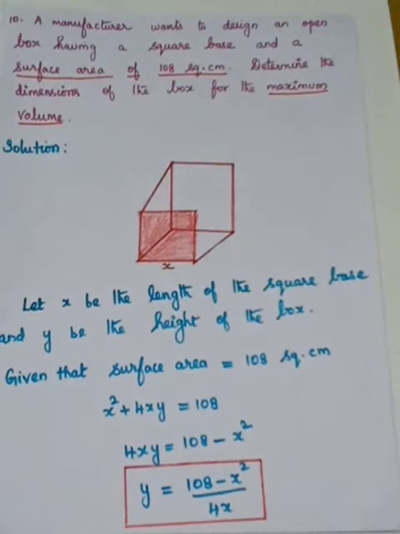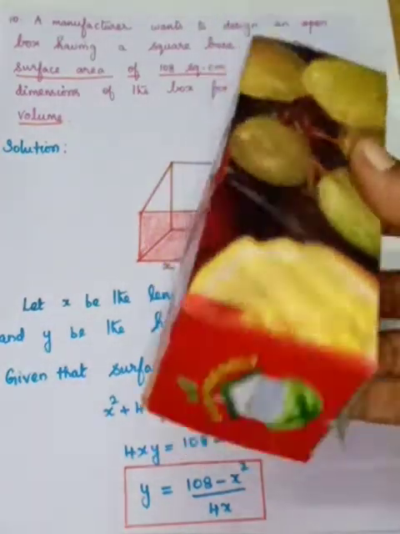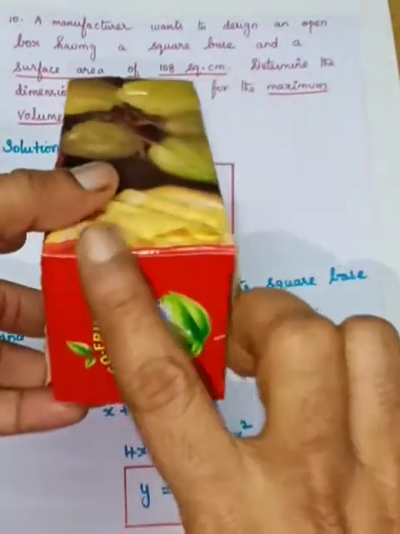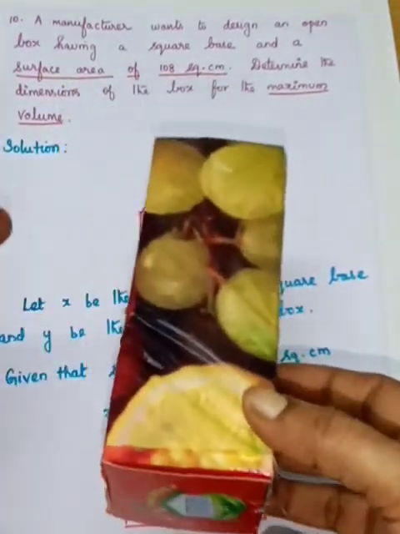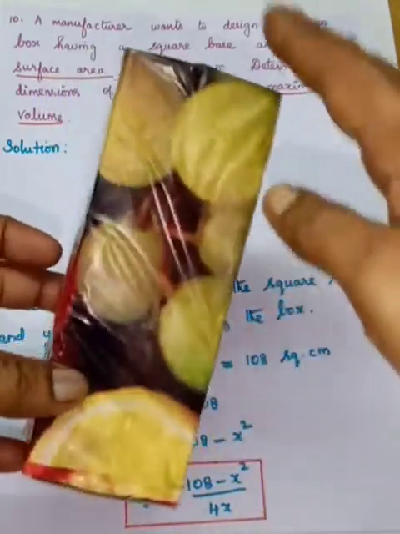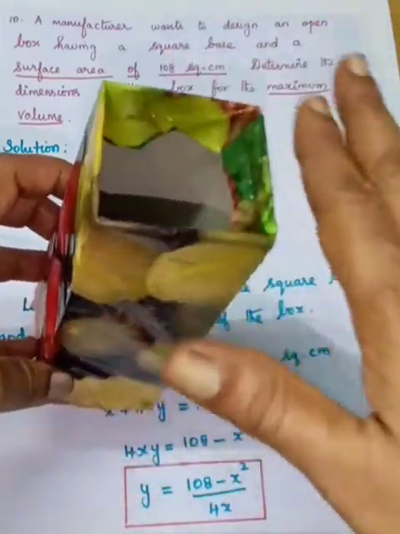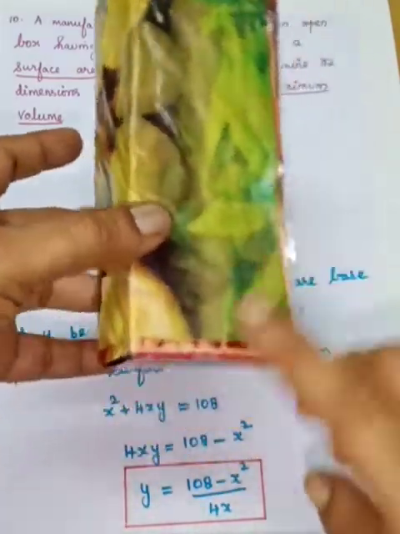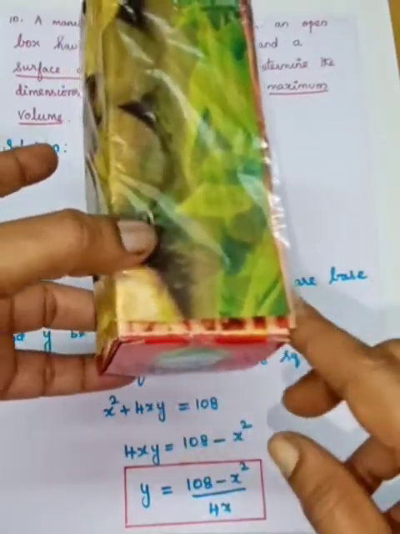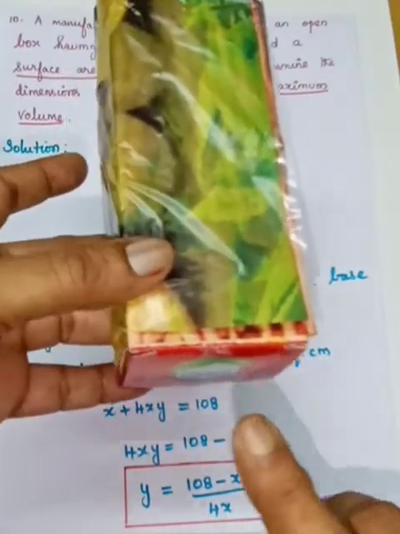Okay, so how should the box be? It has a square base. You consider this box. You see that it has a square base, and the surface area is given. Now it is an open box. We want to design an open box. Okay, it is an open box with a square base. So we have to find the dimensions. We have to mention the dimensions.